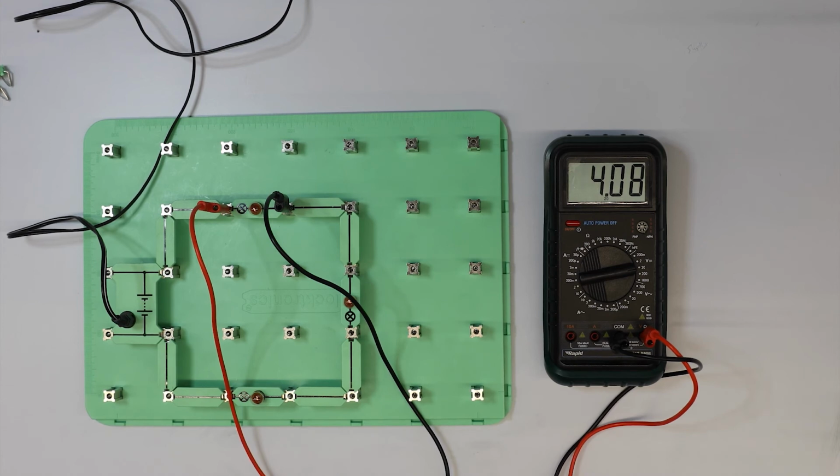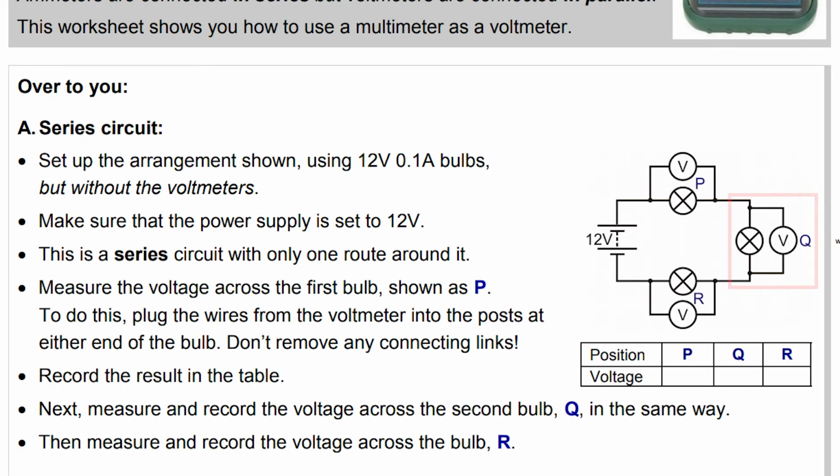So here we're seeing a voltage measured across that bulb of 4.08 volts. So that's my value here for location P on the worksheet diagram. So next, I want to measure the value across Q. So this is the bulb on the right-hand side of the diagram. So I'm just going to disconnect these, connect them together across point Q. And once again, I'm seeing a very similar value of 4.05 volts across this bulb.